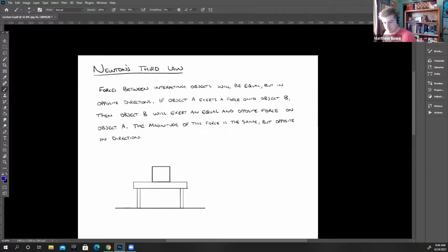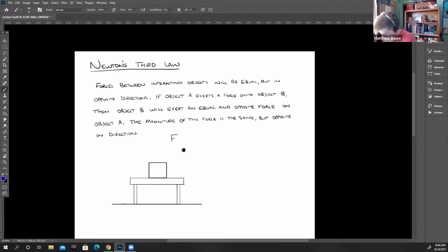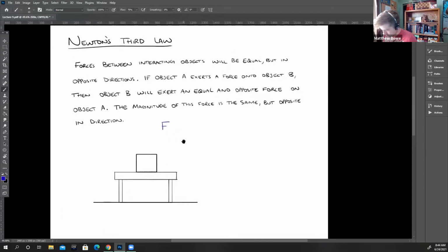So just in general, these are just placeholder indices. The force of one thing onto another is equal to minus the force of the second thing on the first thing.